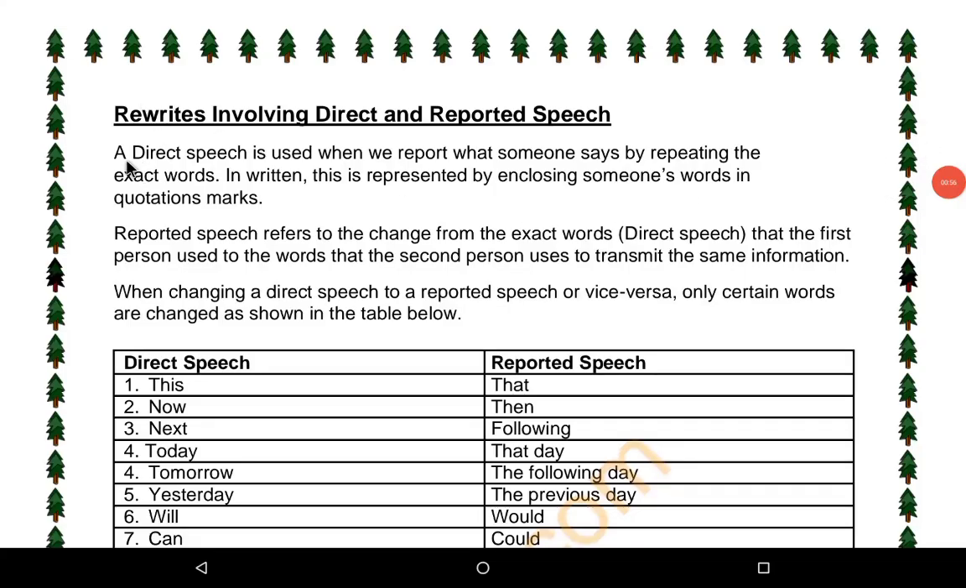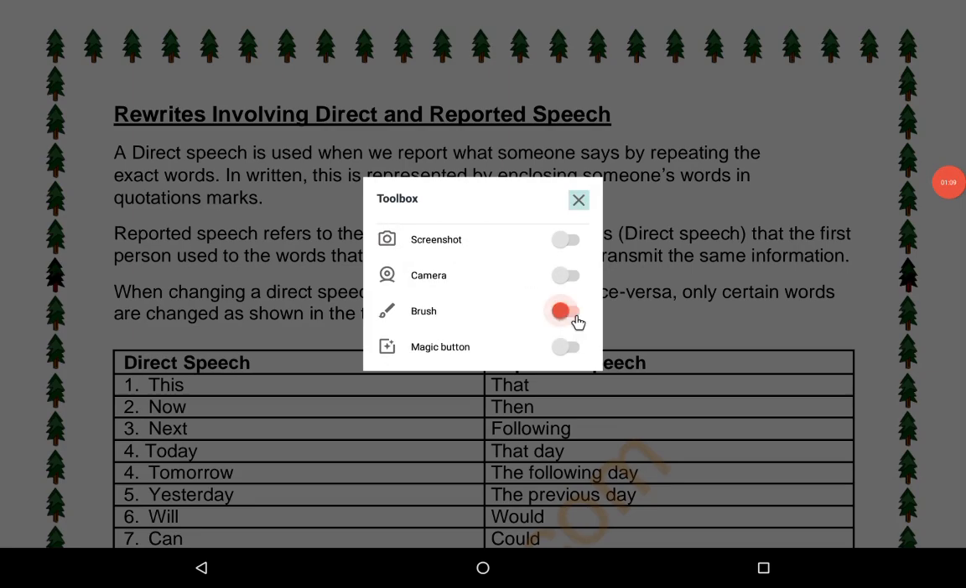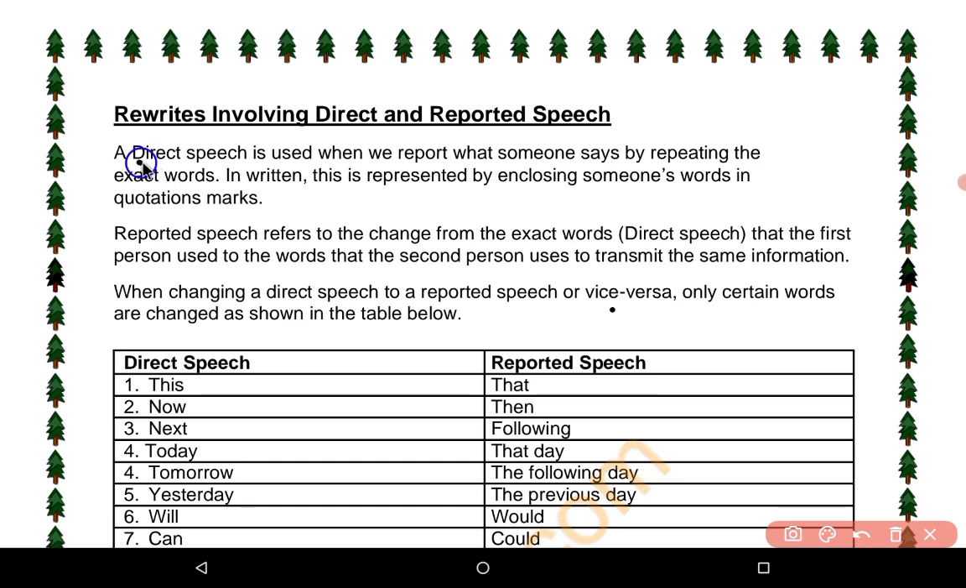Okay, so we can see here a direct speech is used whenever we report what someone says by repeating. The emphasis here is that we are reporting. Now when you're reporting what the other person says, you are repeating the exact same words that were used, the way the person said them. Okay, that is what a direct speech is.